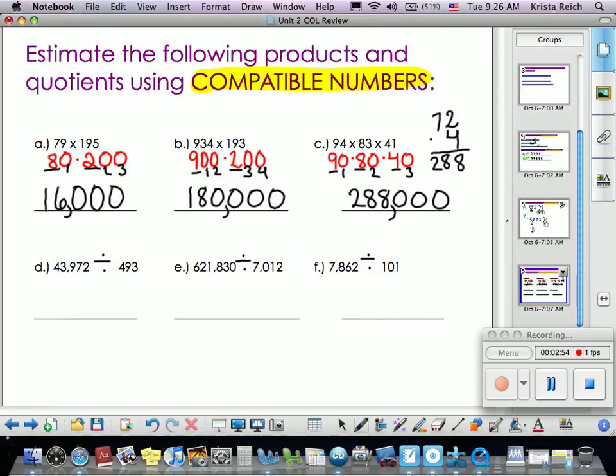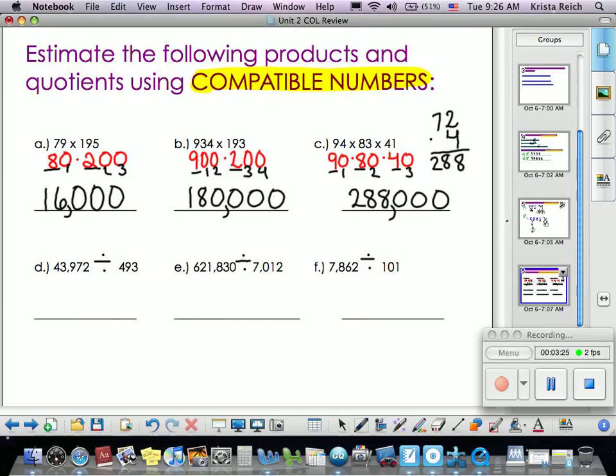Now the tough part for a lot of people is the division. Please, please, please know your division facts. Know some numbers that when multiplied together will give you a product, okay? If you look at letter D, 43,972 divided by 493. I'm going to show you two different ways to do this, and both answers are acceptable. That's why I stress to you guys to show me your work.